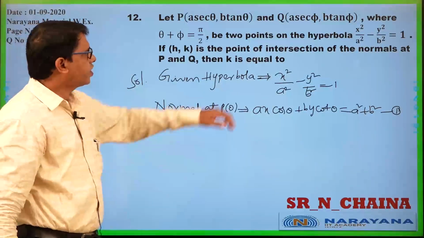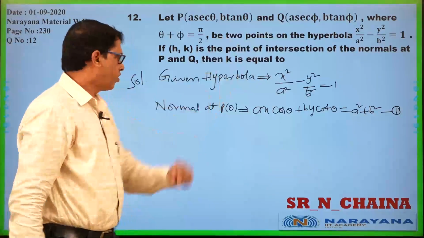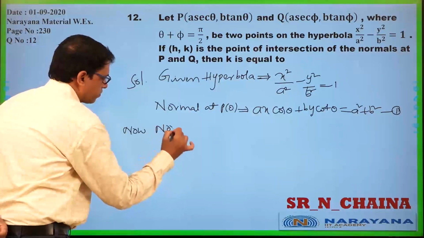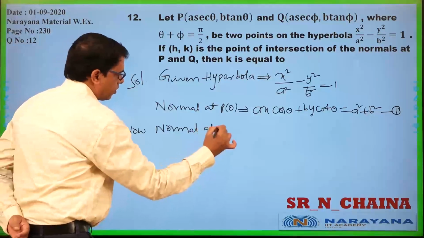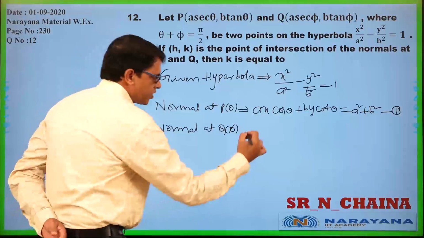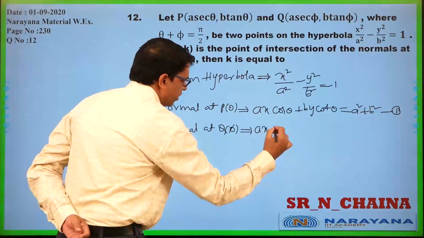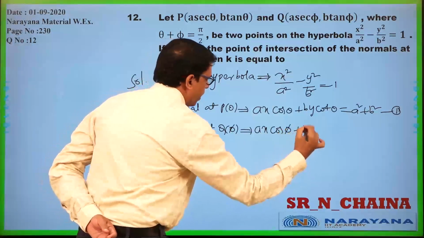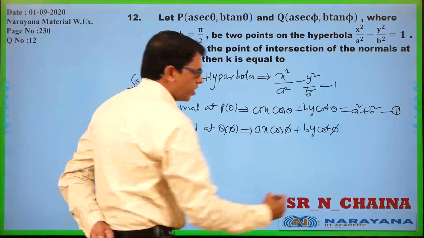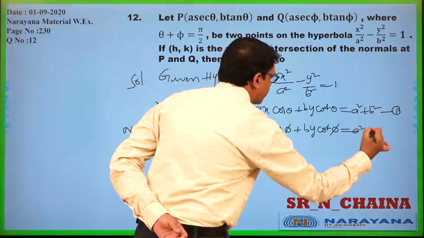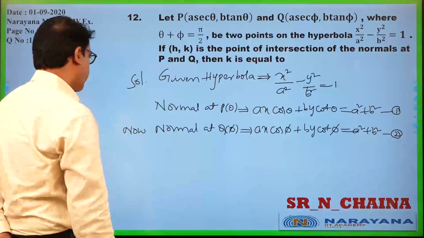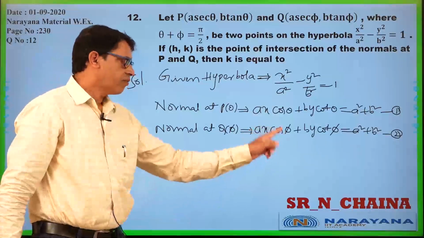Now let us find the equation of normal at phi. The normal at Q of phi implies ax cos phi plus by cot phi equals a square plus b square. Say equation number 2. Okay? Equation number 2. Now back to the question.